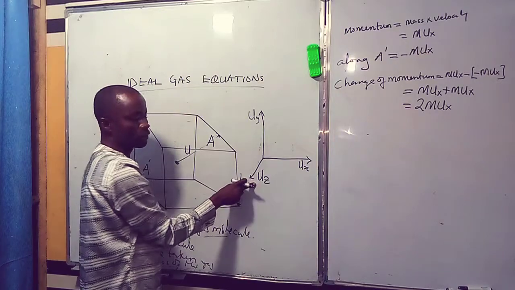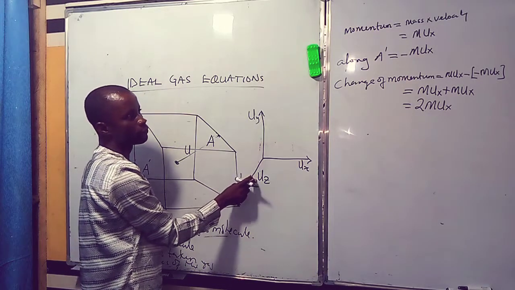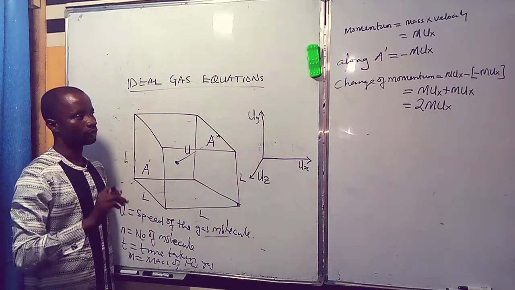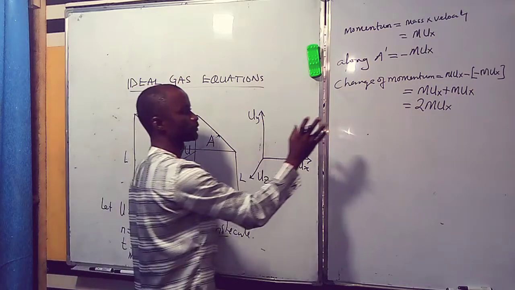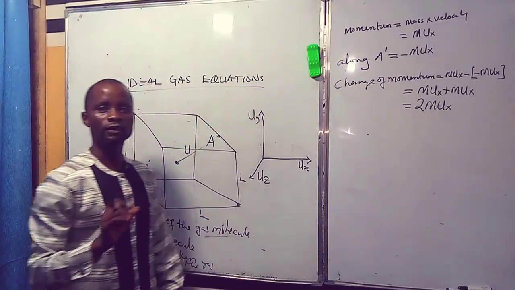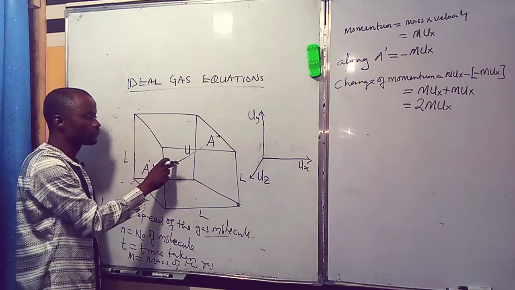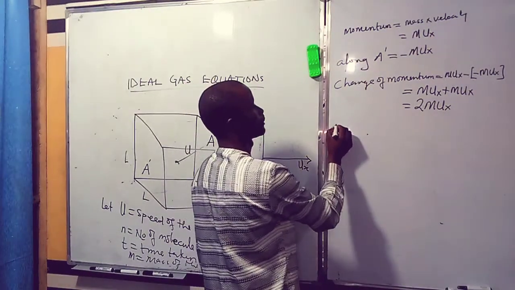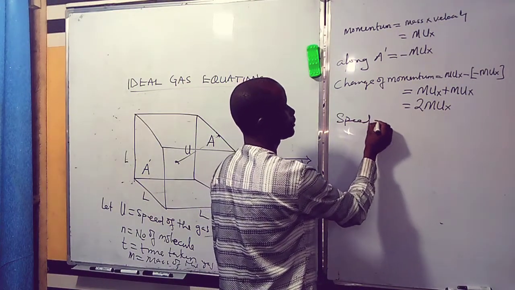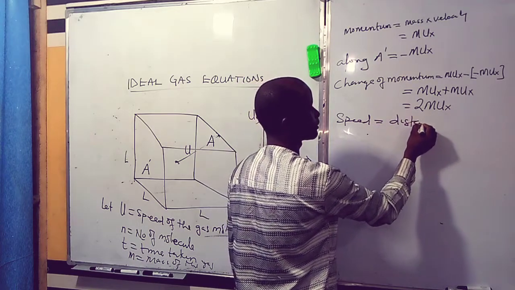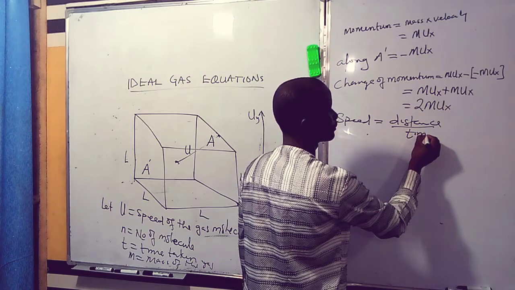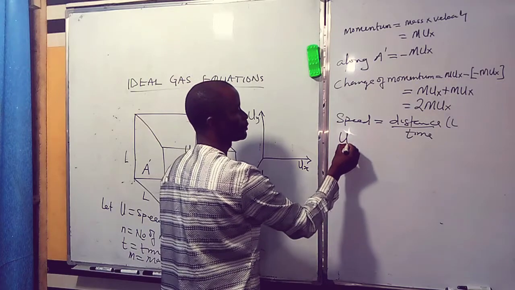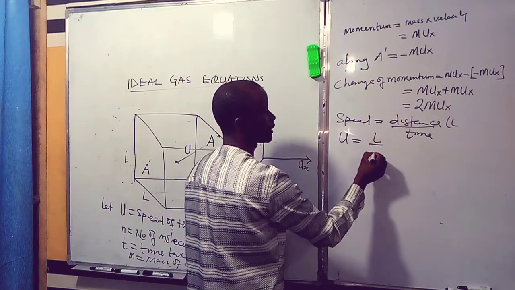And then along the z-axis it is 2muz, and along the y-axis it is 2muy. Therefore, since we've obtained our momentum, let's now look at the time taken for this molecule to move from one point to another. Recall that speed is equal to distance over time. Let the distance be L. Therefore, u is equal to L over t.